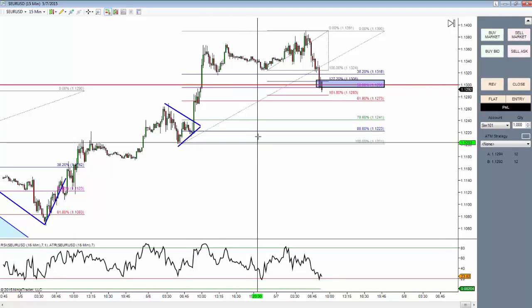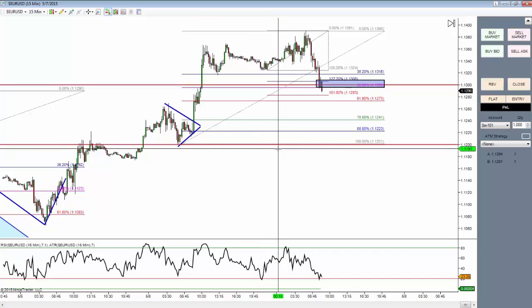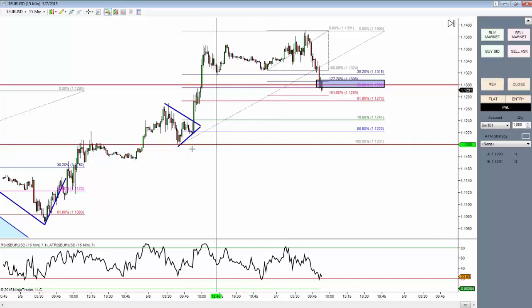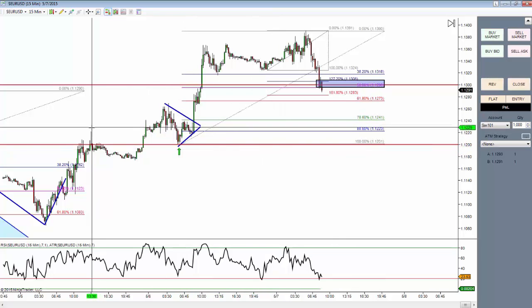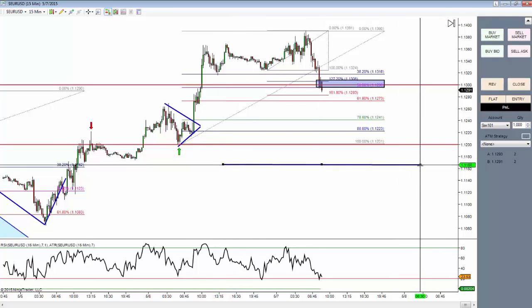I think 112. I said 112.20s earlier. 112 even. I think this is going to be the best level for you guys to look to get long. You can see we hit support right there. We also hit resistance right there. We've got structure to hide stops underneath. I think this would be a great area to get stops underneath.